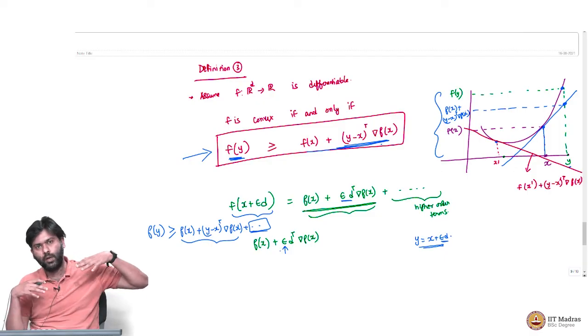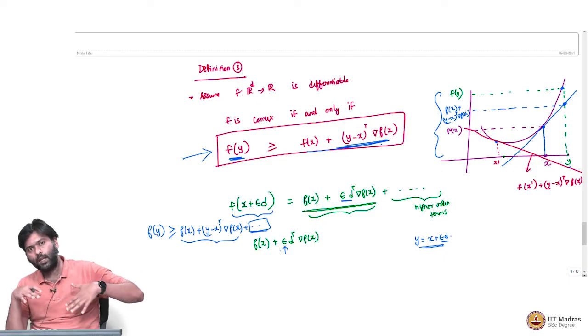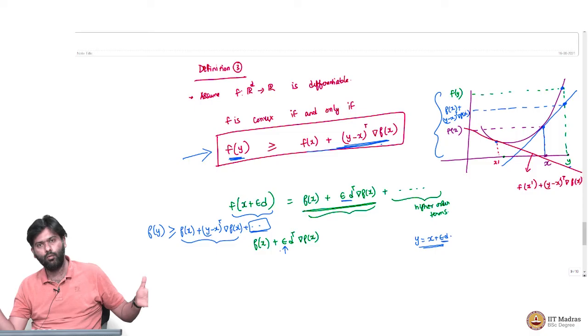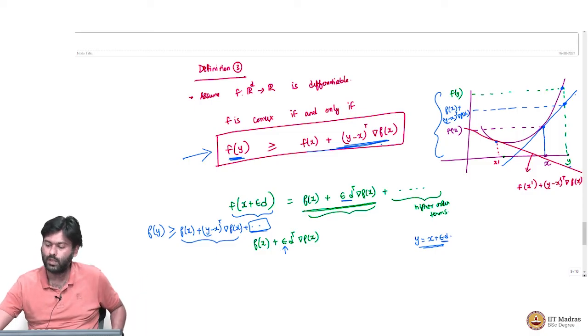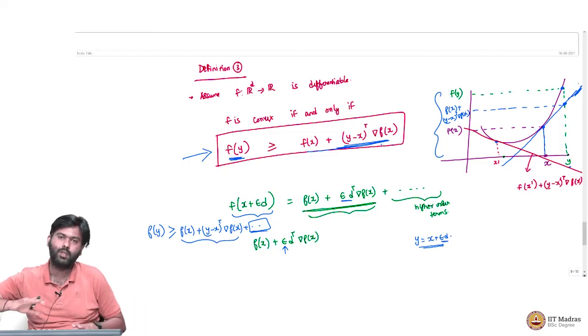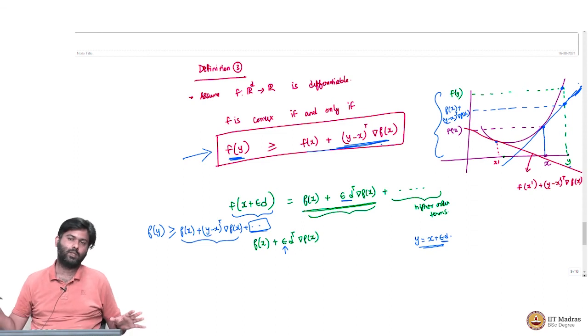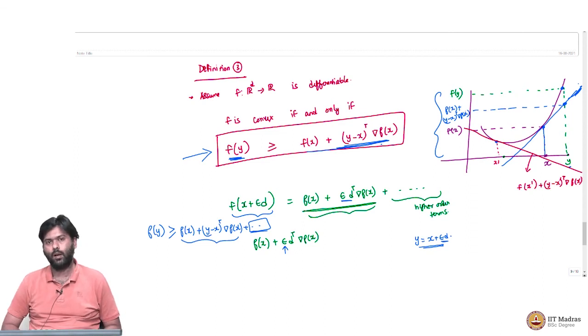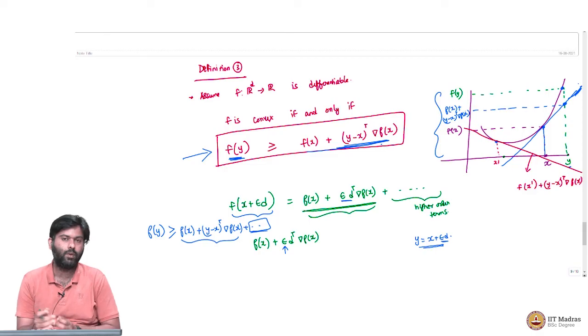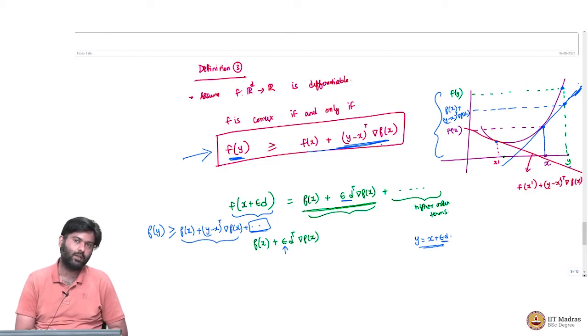The function's value will be higher than the linear approximation no matter how far you go away from that point. So this blue line is going to lower bound this function in the entire space of R^d, in this case it is R. And if this happens for every point, then we call that function a convex function. So this is one other alternative way to think about convex functions.